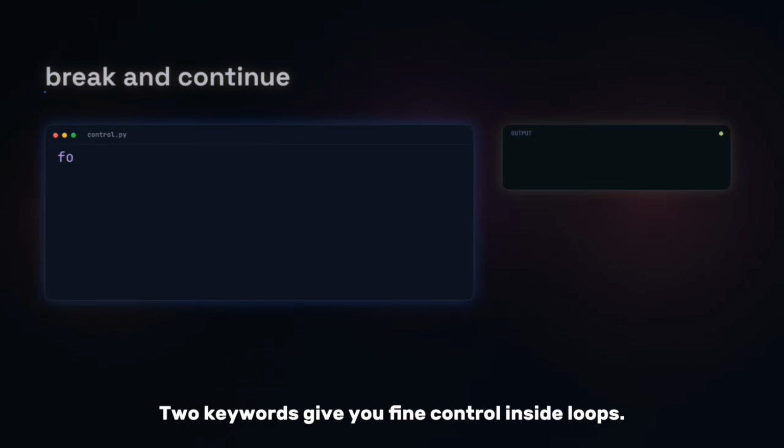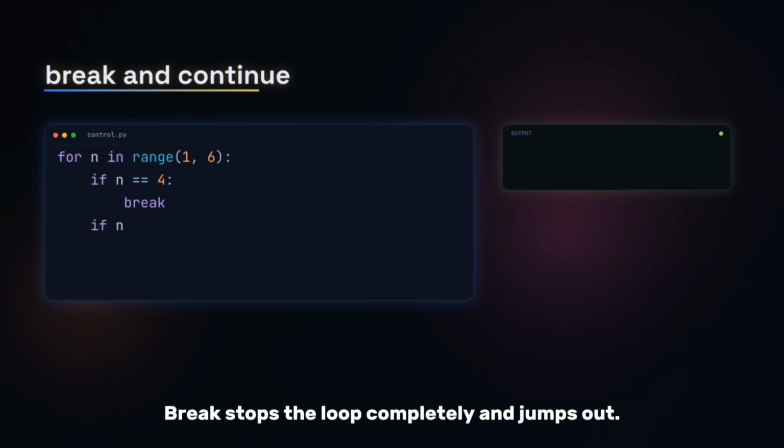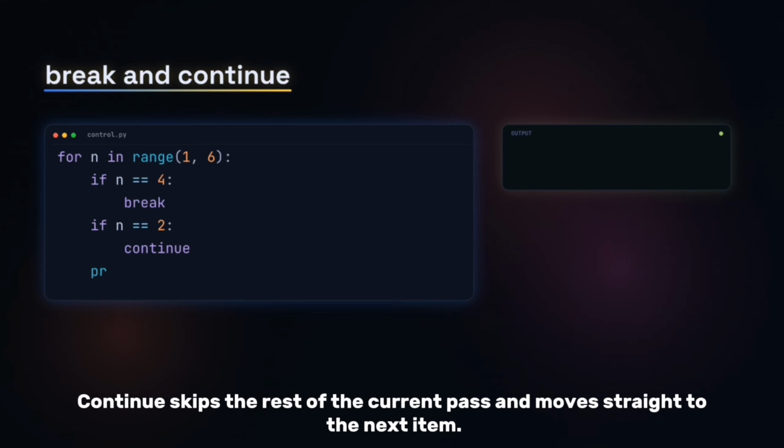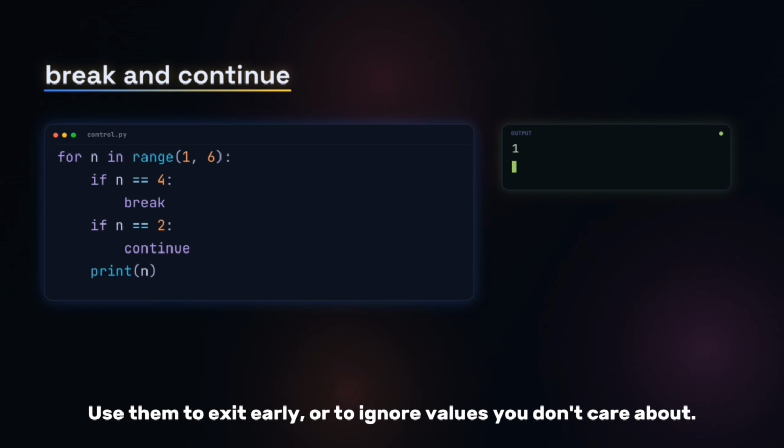Two keywords give you fine control inside loops. Break stops the loop completely and jumps out. Continue skips the rest of the current pass and moves straight to the next item. Use them to exit early or to ignore values you don't care about.